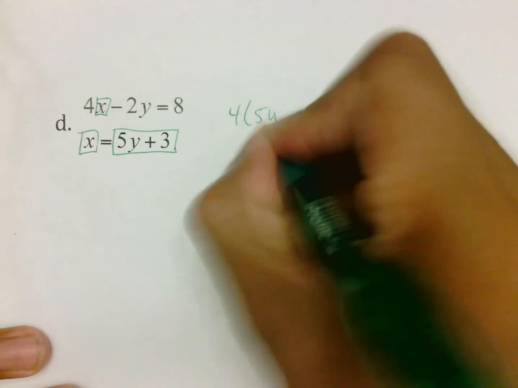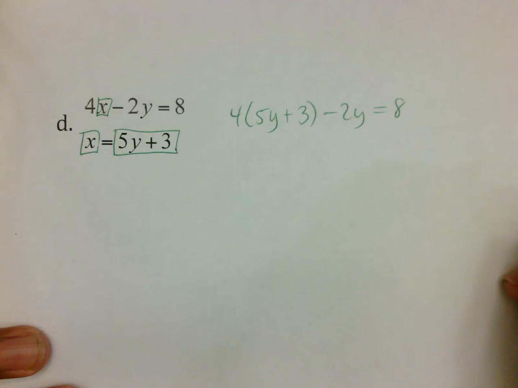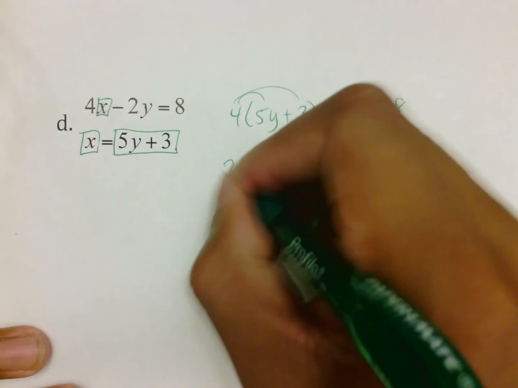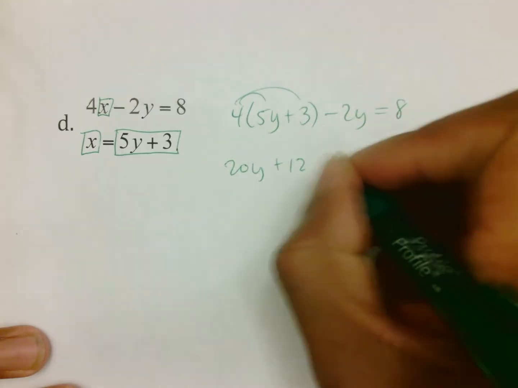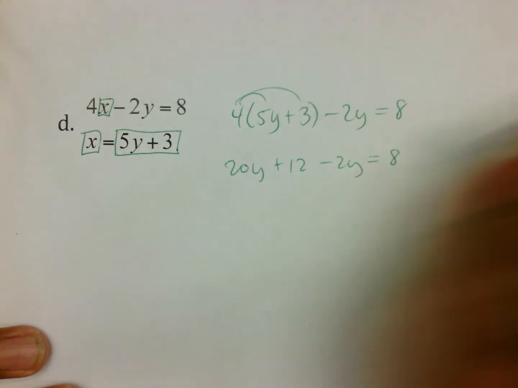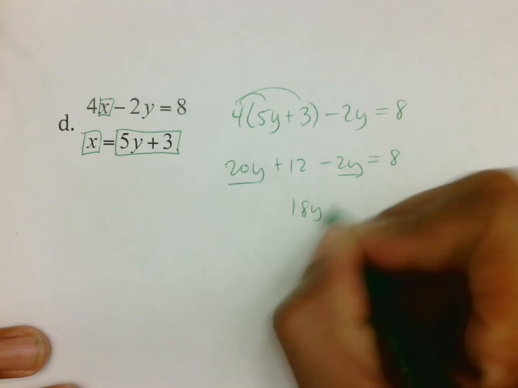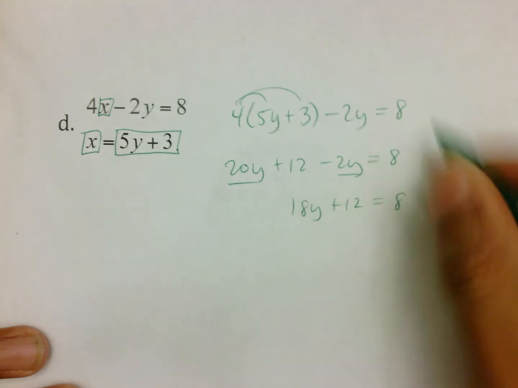Box and switch gives me 4 parentheses 5y plus 3 minus 2y equals 8. The next thing I do again is distribute, so 20y plus 12 minus 2y equals 8. That's your second thing you'll type in, and the third thing you'll do is combine like terms. 18y plus 12 equals 8.